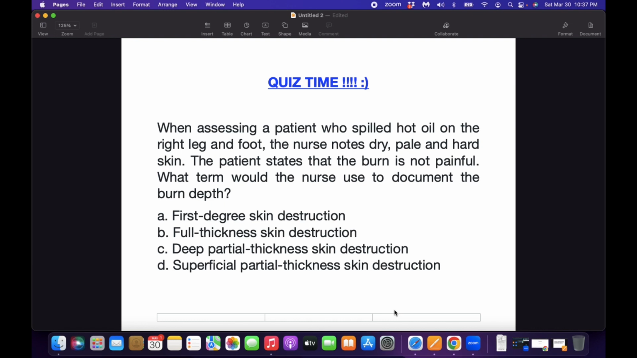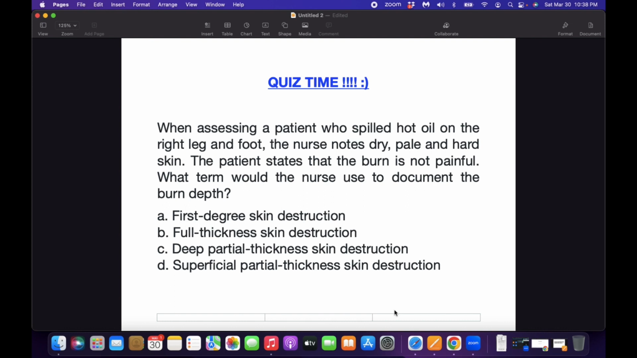It's quiz time. I have a 2-item quiz, so let's answer. First one. When assessing a patient who spilled hot oil on the right leg and foot, the nurse notes dry, pale, and hard skin. The patient states that the burn is not painful. What term would the nurse use to document the burn depth?